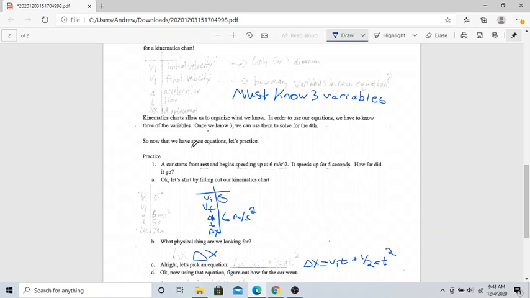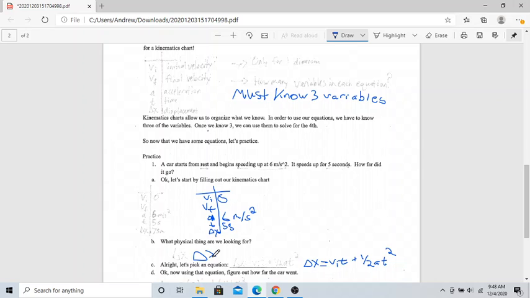All right? Next, time. It asks how much time is this moving for? Well, congratulations, it tells us it speeds up for 5 seconds. So I know that the time is 5 seconds. Which means now I have everything I need to solve for the stuff I don't know. I don't know delta x, but what's nice is it says, how far did it go? It wants us to find delta x.